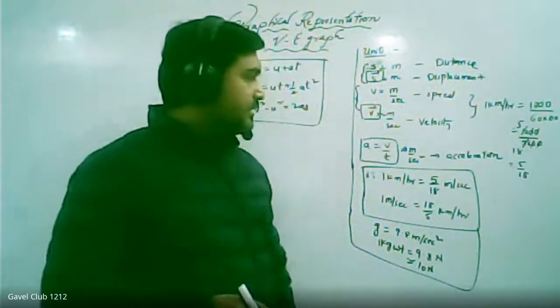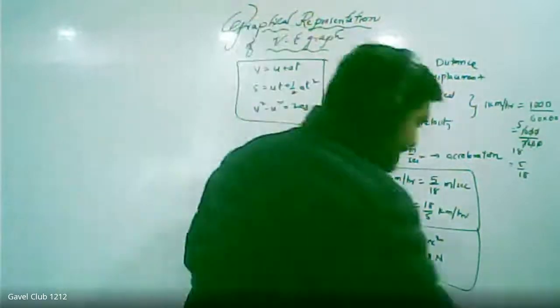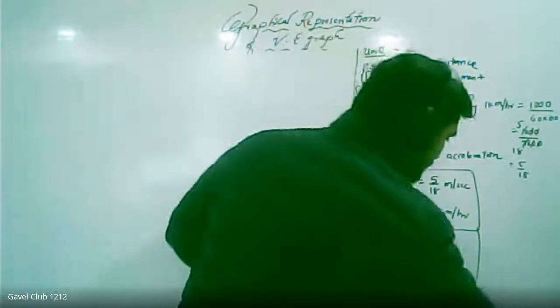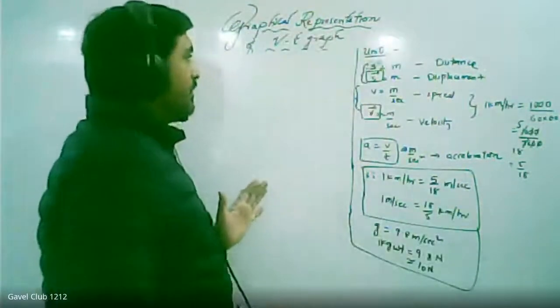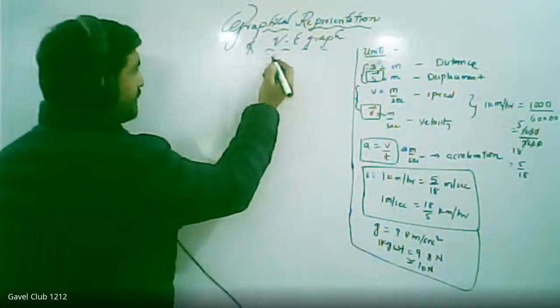But before this one we have done, and before this we have one more topic, that is graphs, which we are trying to discuss today. So this is the basic thing behind the graphs. Now we will see the first graph, the graphical representation for the VT graph.